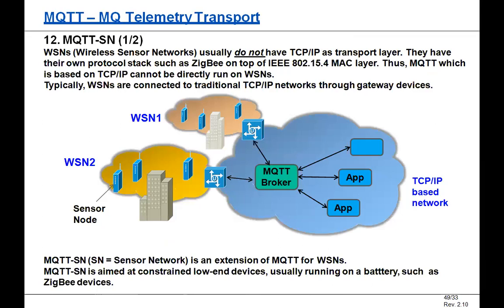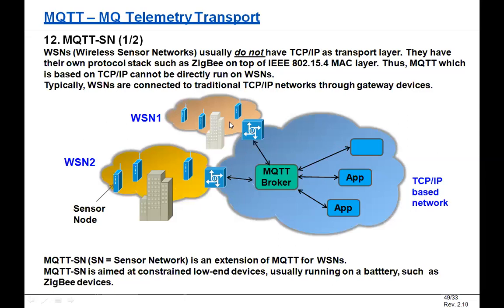And in such a MAC layer, how will we be connecting to MQTT? MQTT is supported by TCP/IP. On top of TCP/IP, MQTT works. So MQTT, which is based on TCP/IP, cannot be directly run on a WSN. So we need some gateways. These wireless networks cannot connect directly to other networks on TCP/IP. We need a gateway to connect these two.